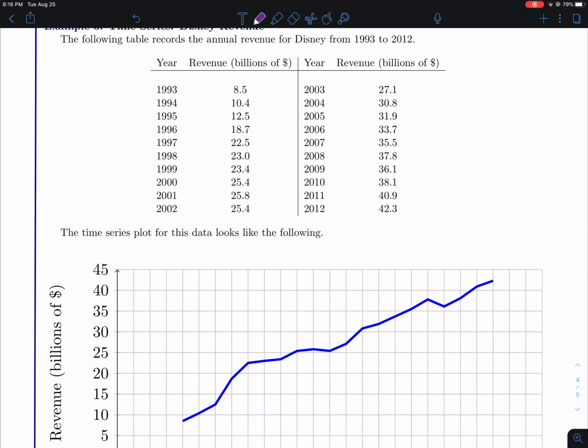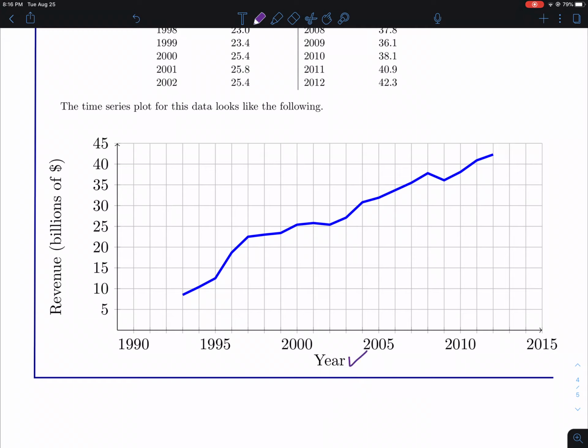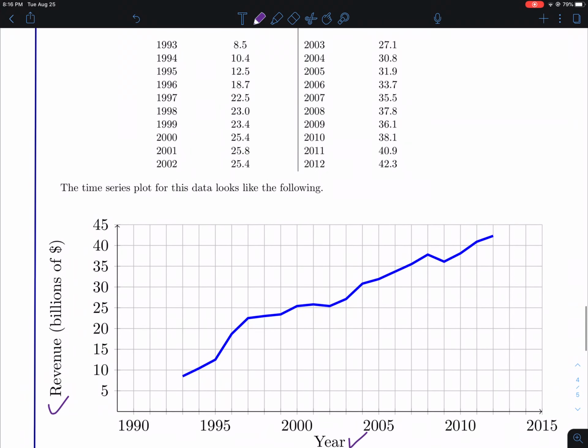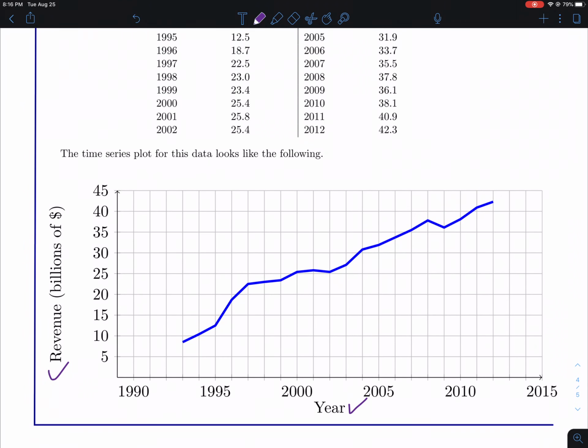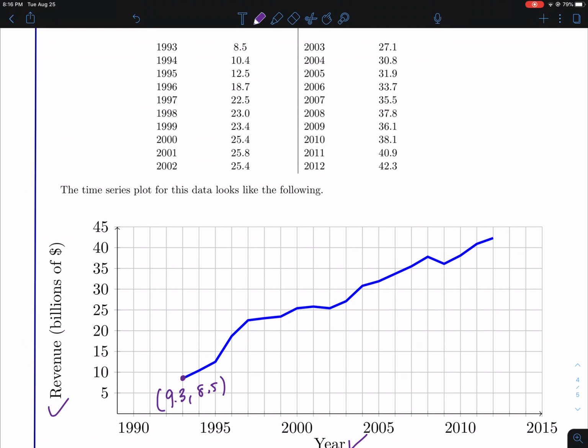But anyway, in this case, our x coordinate is going to be our years, our horizontal axis. Our y is going to be the revenue in billions of dollars. So if we look at our chart, we've got the years along the bottom, and we've got our revenue in billions across the vertical axis. 1993 was approximately 8.5, so that's going to be 93 comma 8.5. And then the next year was 94, which is right here, which was about 10.4.